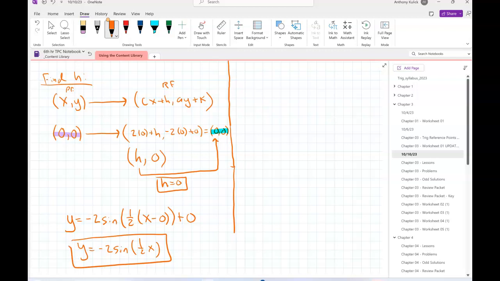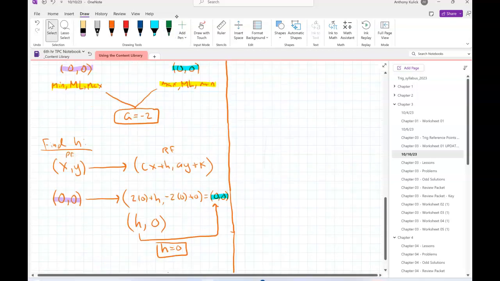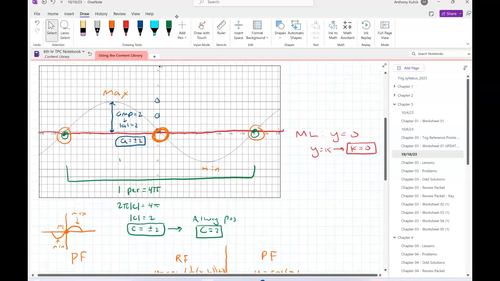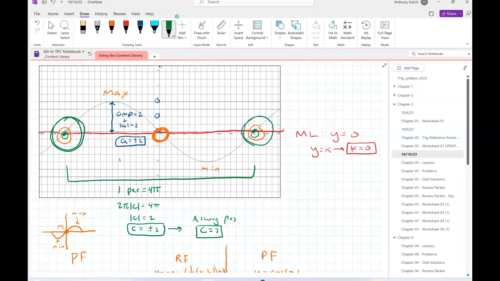Everybody okay? How could I have gotten a different answer here? Well, the most obvious place is, what if I had used this point instead of 0, 0? That would have given me a different answer. Or I could have used this point instead of 0, 0. The A could possibly be different, and the H could possibly be different. But if I graph the two things, they would still give me the exact same picture.